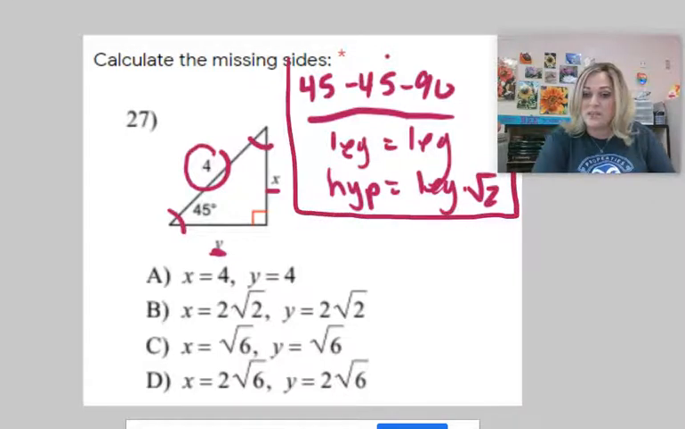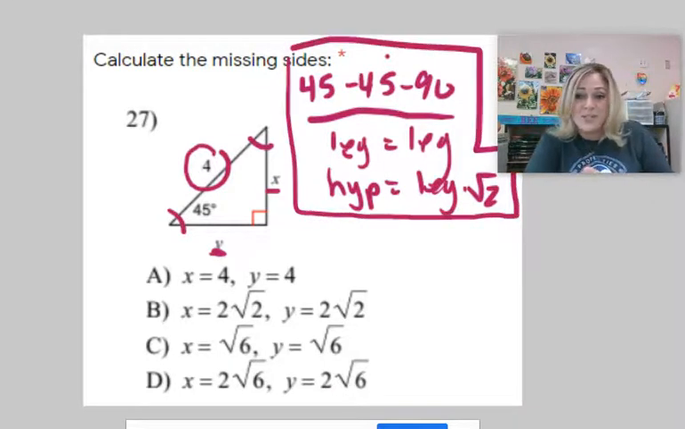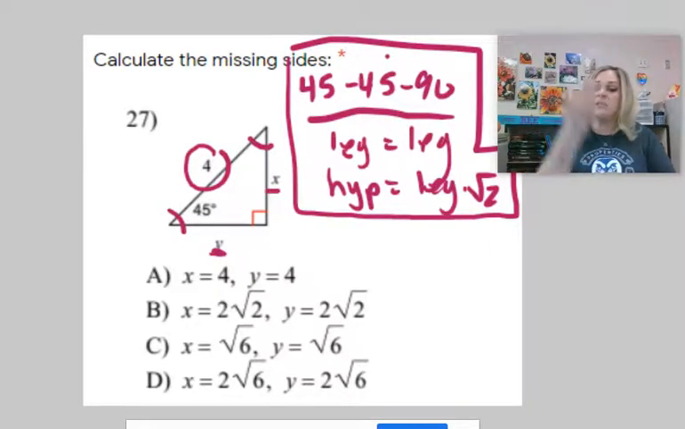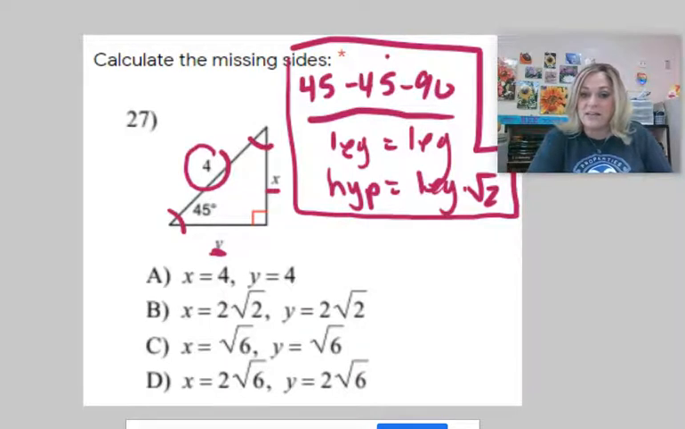If your teacher did not go over these with you, no big deal, because you can use trig as well. So if you know how to solve this using trig, go ahead. But let's use special right triangles just to get in the habit. So I'm going to take this. I know X and Y are the legs, so they're going to be the same. I just don't know what either of them are.